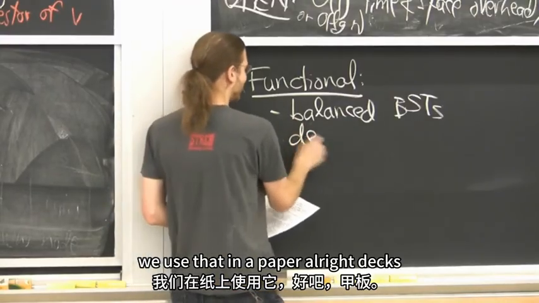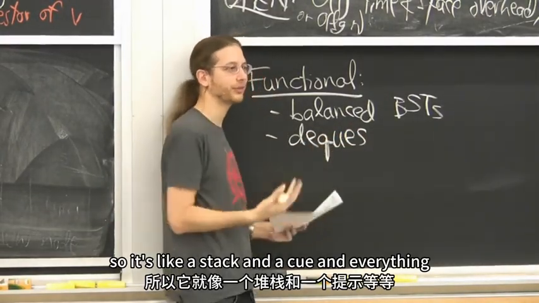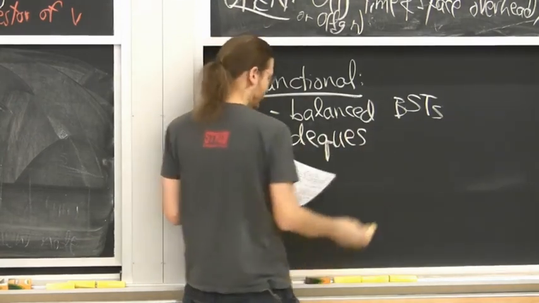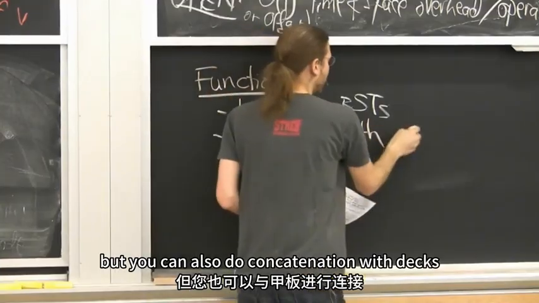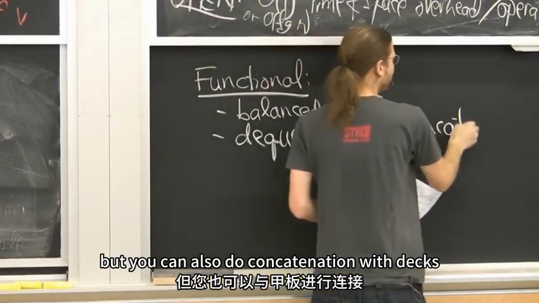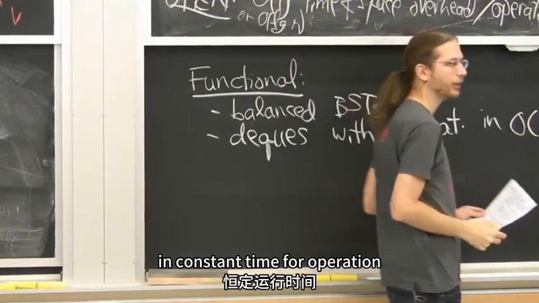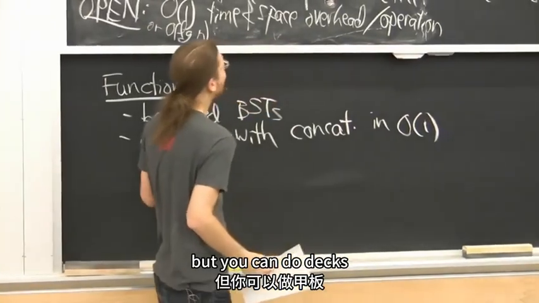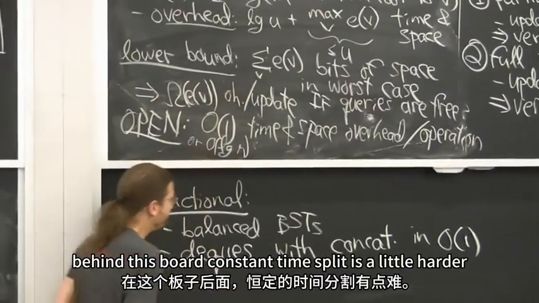All right, DEX. These are doubly ended queues, so it's like a stack and a queue and everything. You can insert and delete from the beginning and the end. People start to know what these are now, because Python calls them that. But you can also do concatenation with DEX in constant time per operation. This is cool. DEX are not very hard to make functional, but you can do DEX, and you can concatenate them like we were doing in the figure that's right behind this board.